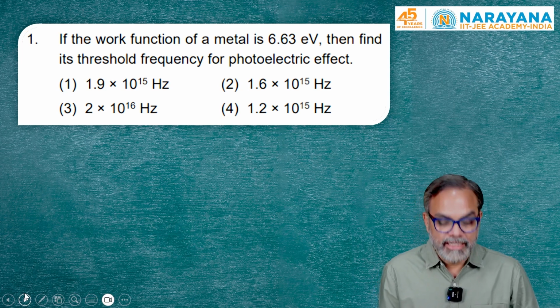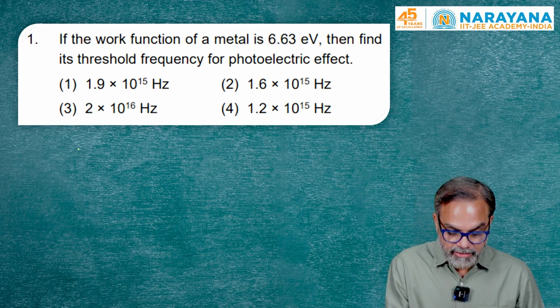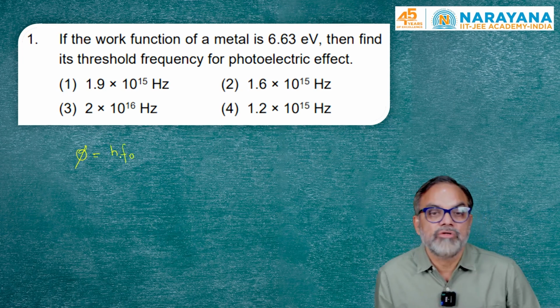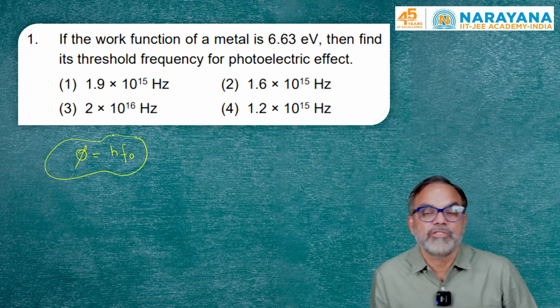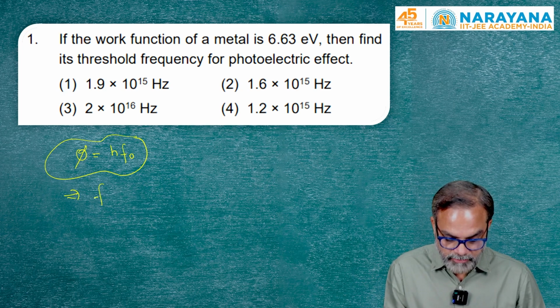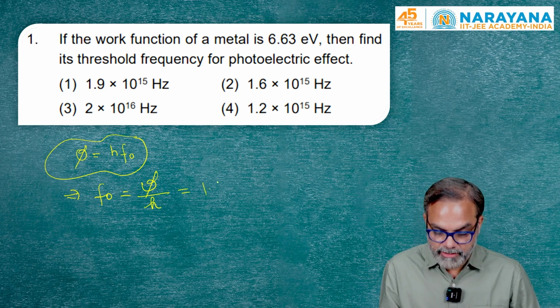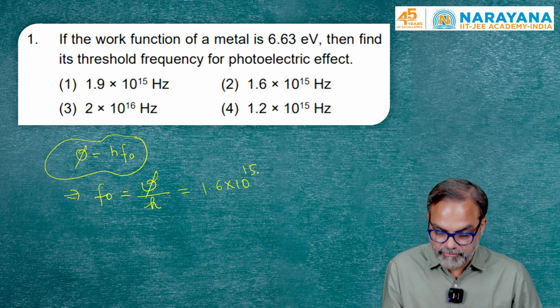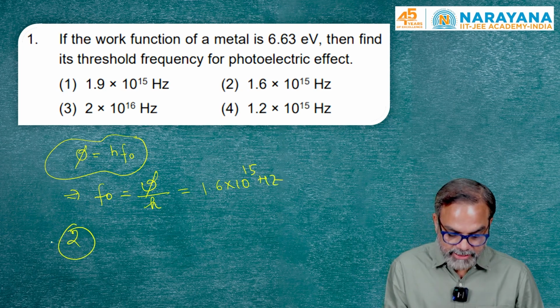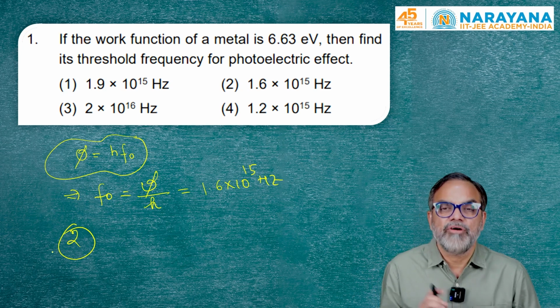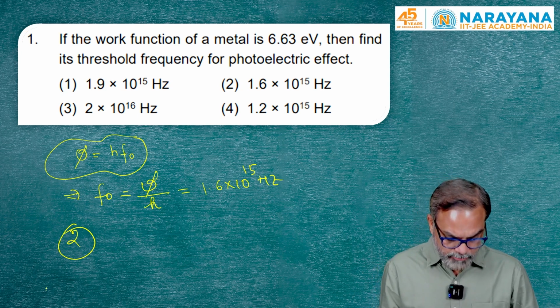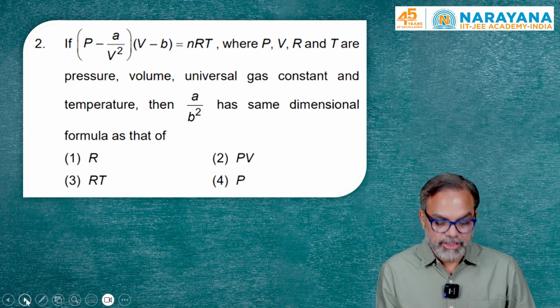Put the value, get the answer, and the appropriate formula is work function equals Planck's constant into threshold frequency. So this is the appropriate expression to be used. We need to find out threshold frequency, and that will be work function divided by Planck's constant. When we put the relevant values of work function and Planck's constant, we get 1.6 into 10 to the power 15 hertz. So second is the right answer for this question. Straight away formula based. Well students, let's move towards the next question.